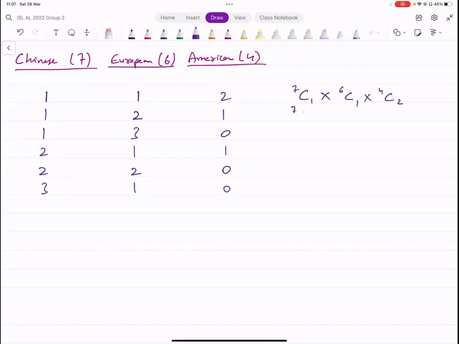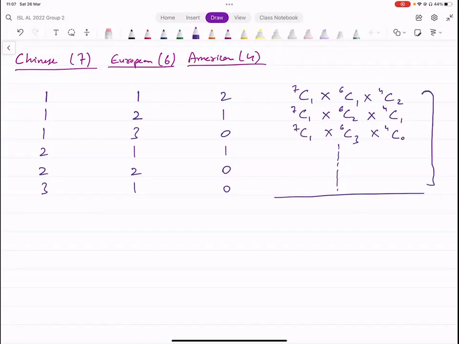Then you have 7C1 into 6C2 into 4C1. And then 7C1 into 6C3 into 4C0 and so on. ये सारे आप लिस्ट डाउन करेंगे और इन सबको ऐड कर देंगे. ठीक है? I would recommend that you do write all of them rather than just going to the final answer.